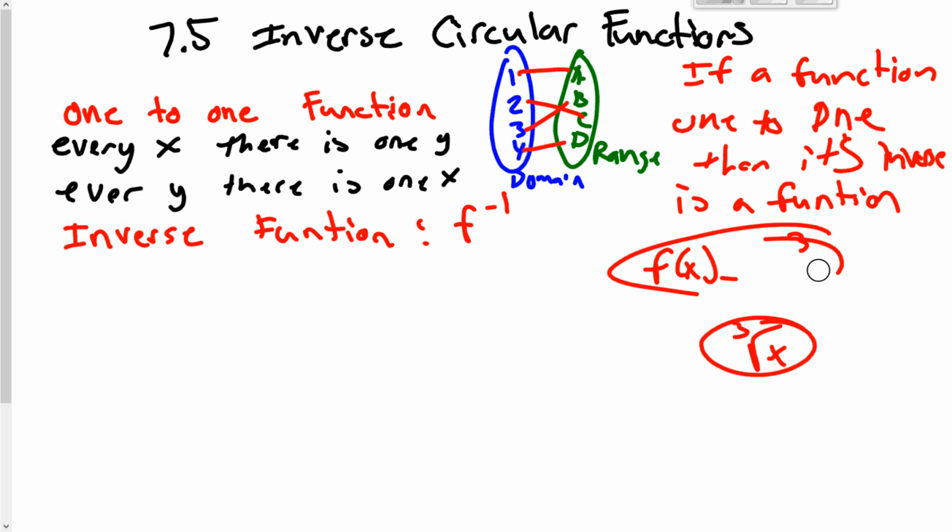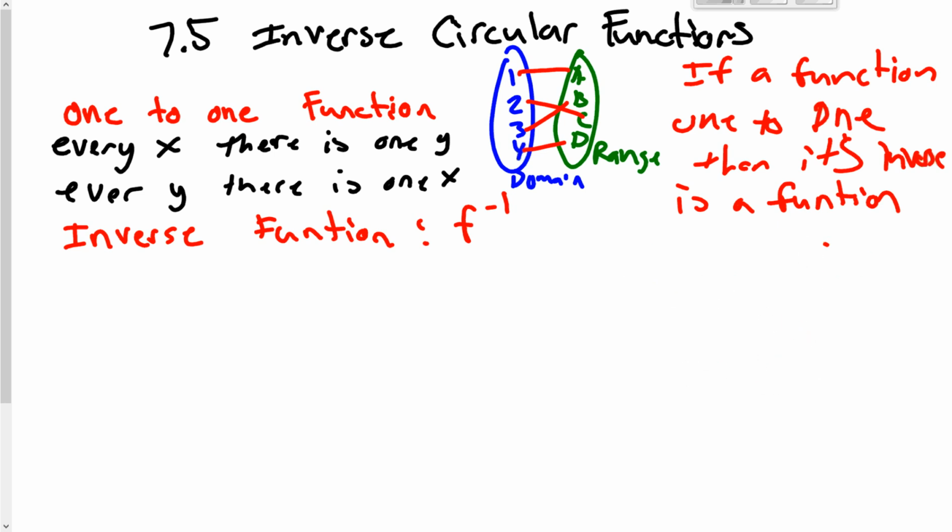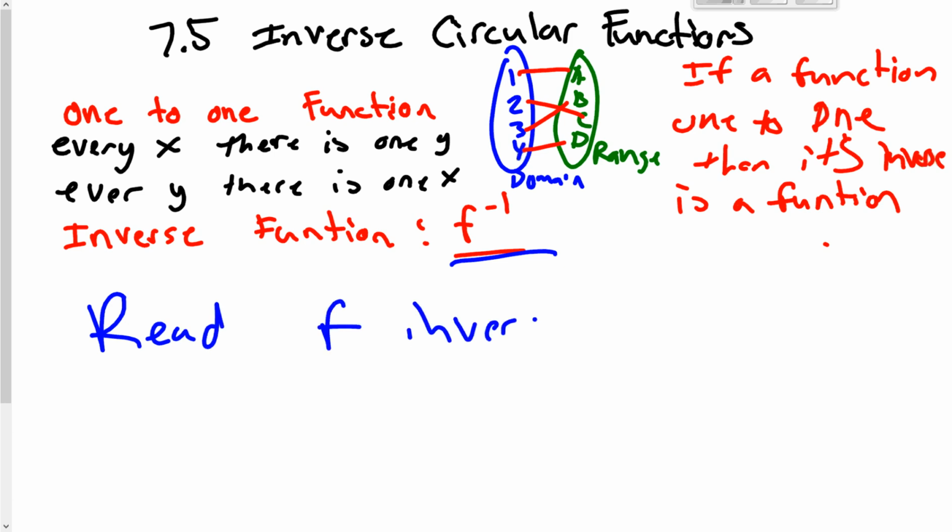Okay, so an inverse function, we read f inverse. This is read f inverse, or the inverse of f.